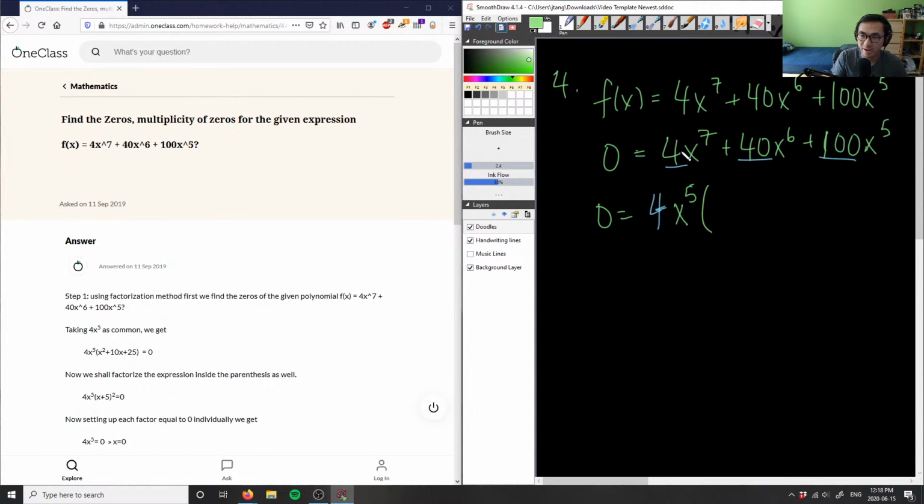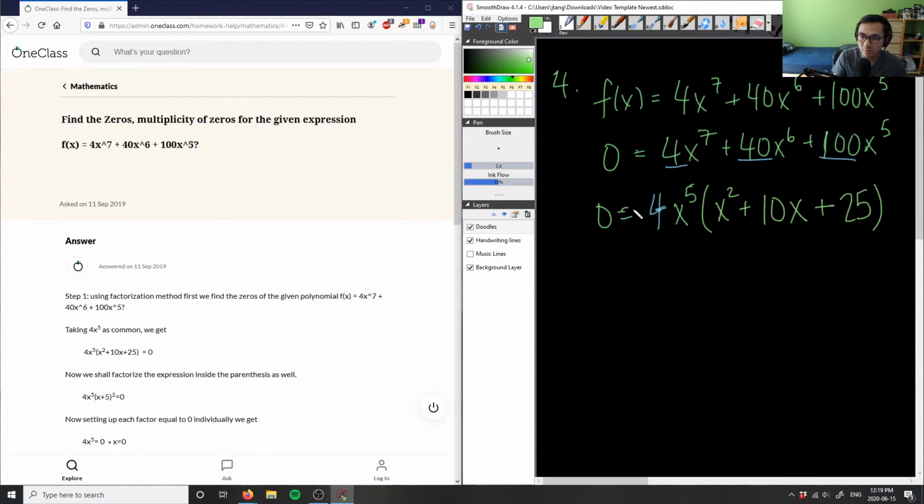I'm going to be left here with x squared, because x to the power of 7 divided by x to the power of 5 is x squared. Plus 40 divided by 4, which is going to give me 10, and then x to the power of 6 divided by x to the power of 5, which just gives me x. And then 100 divided by 4 is going to give me 25. The x to the power of 5 and x to the power of 5 canceled out.